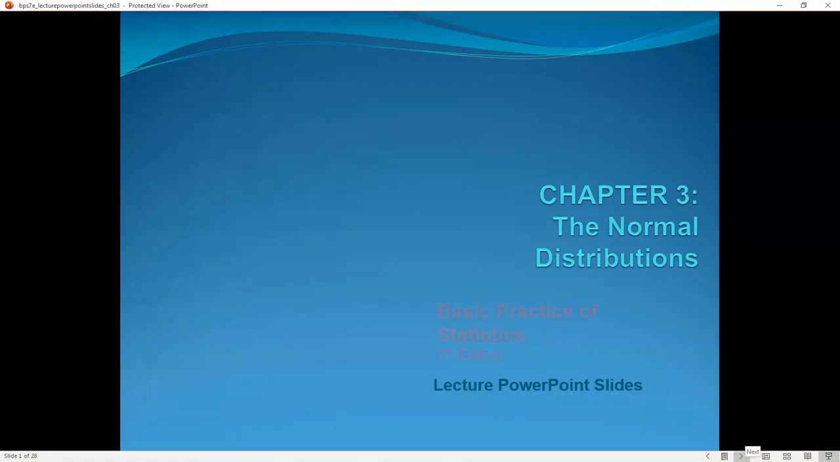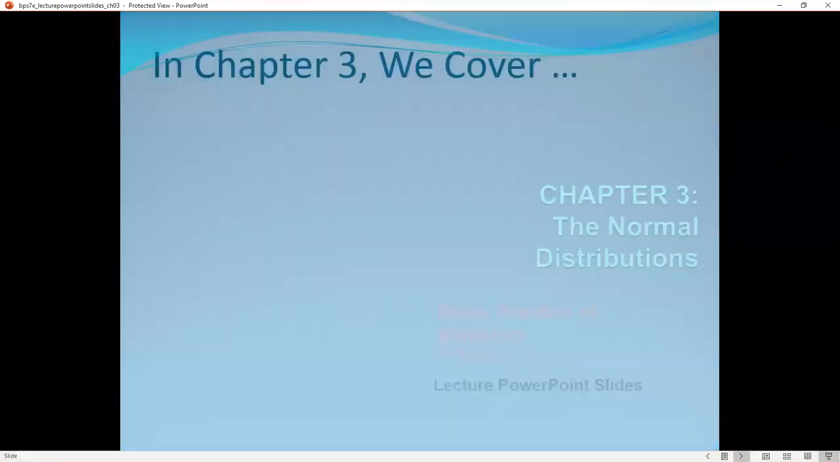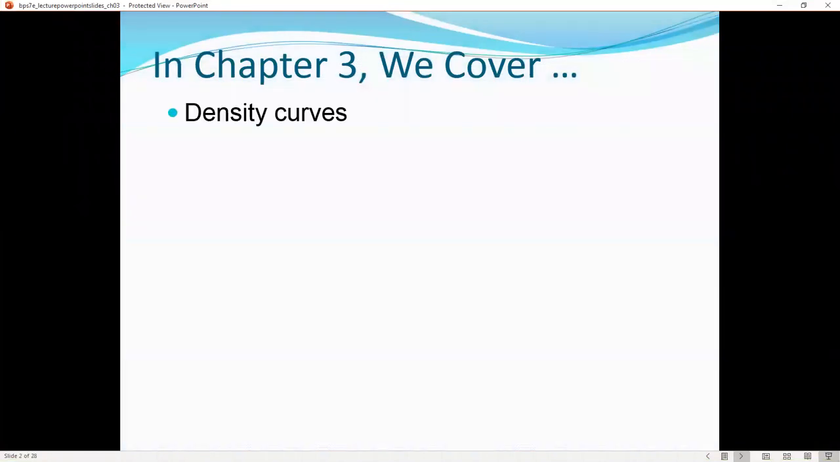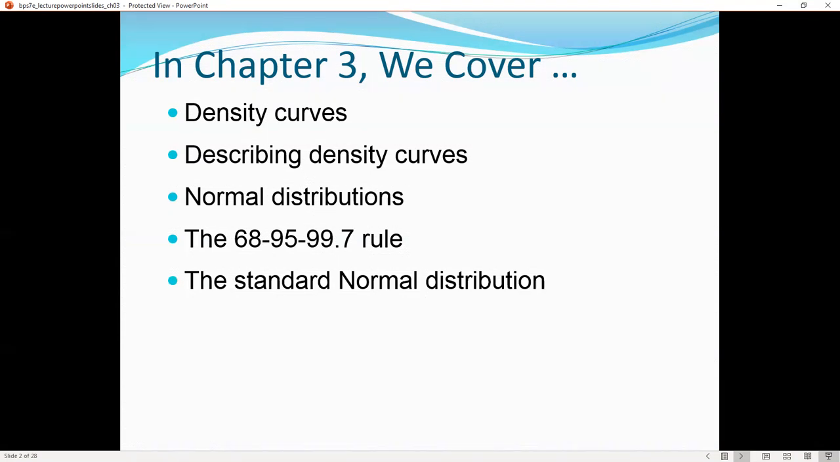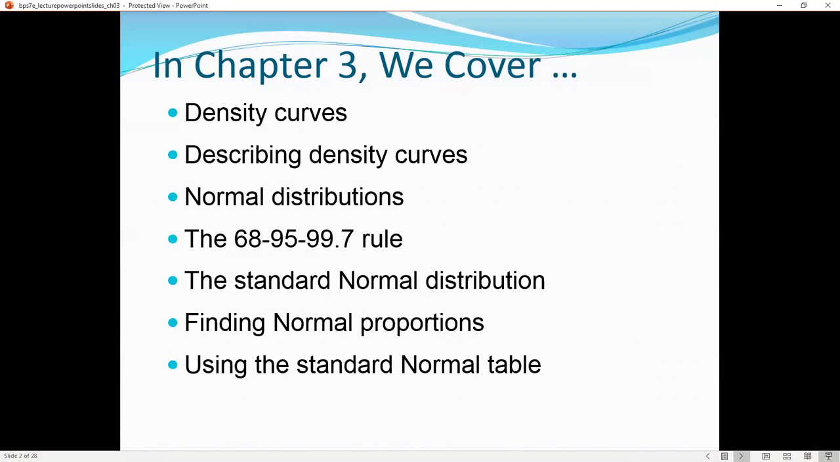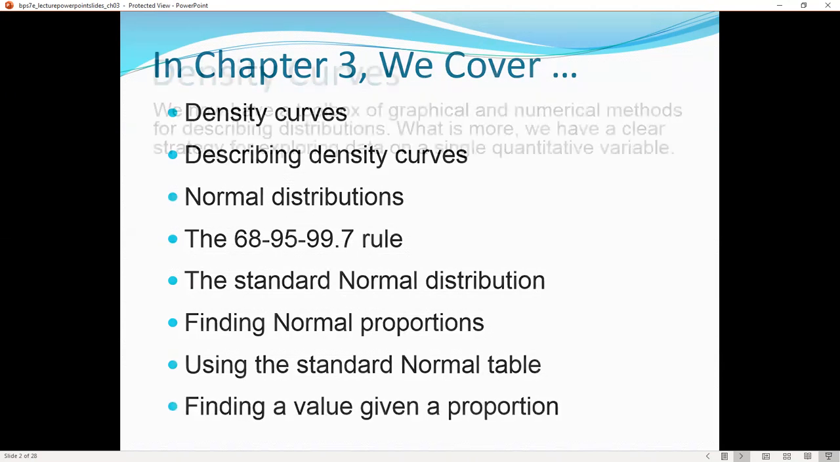All right, let's take a look at the lecture slides for chapter 3, the normal distributions. In chapter 3, we cover density curves, describing density curves, normal distributions, the 68-95-99.7 rule, the standard normal distribution, finding normal proportions, using the standard normal table, and finding a value given a proportion.